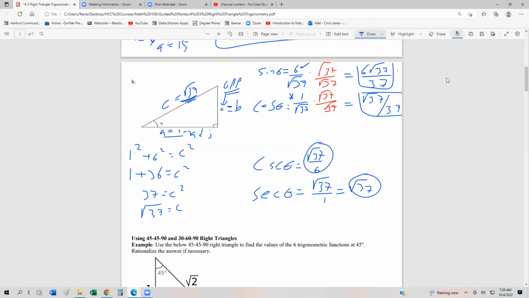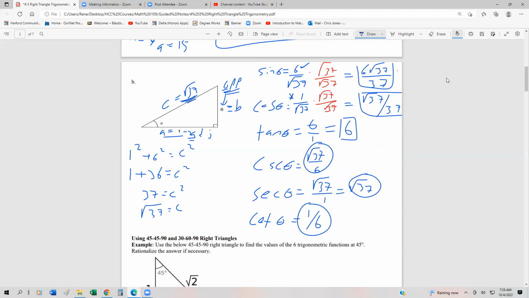Finally, tangent of theta. Remember, tangent is opposite over adjacent. And so that's going to be 6 over 1, or just 6. Now, the reciprocal of 6 is going to be the cotangent of theta, which is going to be 1/6. So that's how we can go ahead and use right triangles to find our trigonometric values.